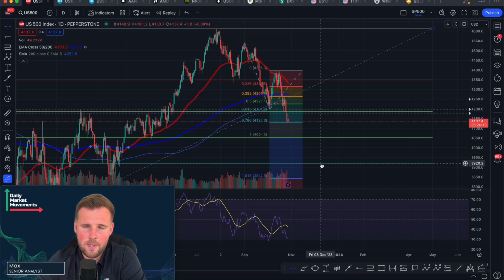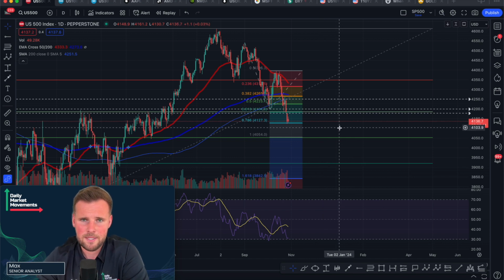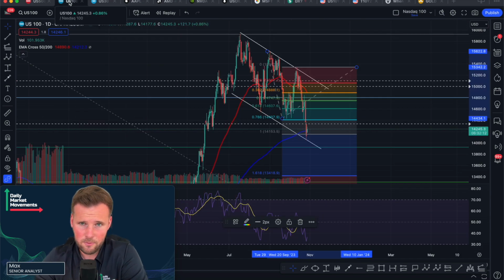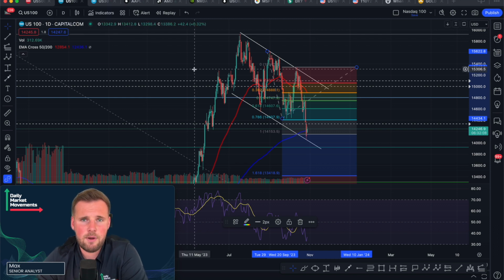Of course, next week we have the FOMC meeting. That could potentially cause lots of volatility and give us the answer that I'm looking for. But definitely be wary here for the S&P 500. I think from a technical perspective, the Nasdaq 100 does look a lot more attractive. But that's going to wrap it up for this week.